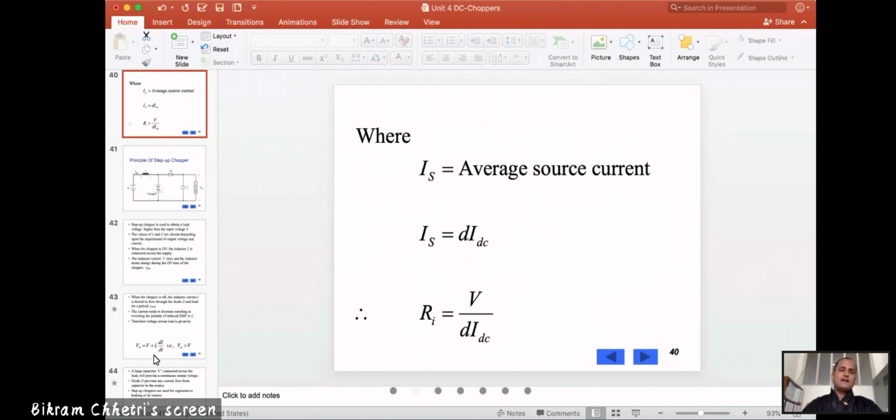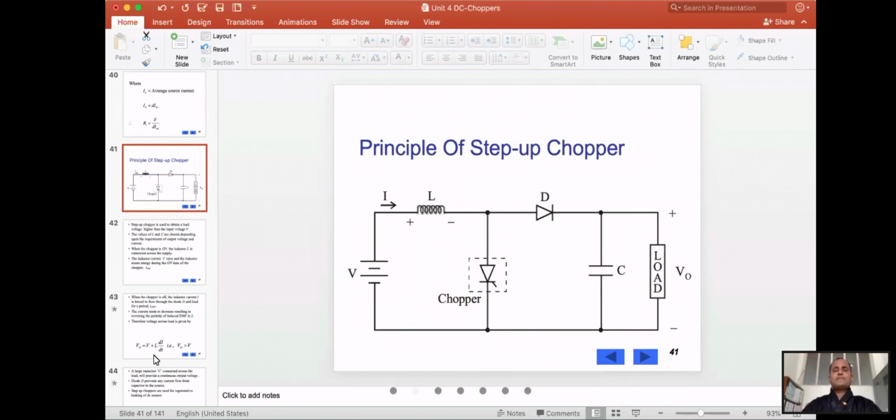Now we have already seen the analysis of step down choppers, like how to find the internal resistance Ri, the minimum current, the maximum current, in terms of continuous circulating current and non-circulating current. So we'll now see the principle of step up choppers. Step up chopper means your output is more than that of the input. It looks similar to a transformer, but a transformer is in terms of AC, while this is DC.